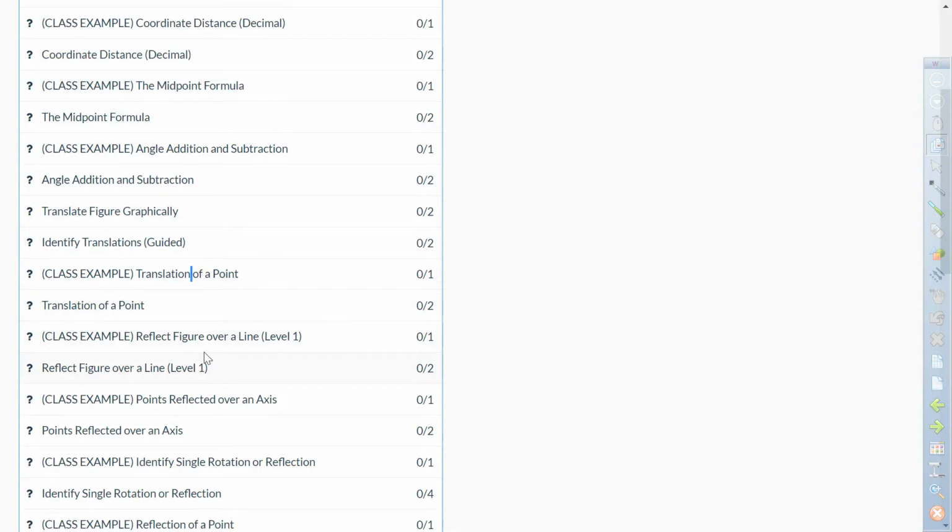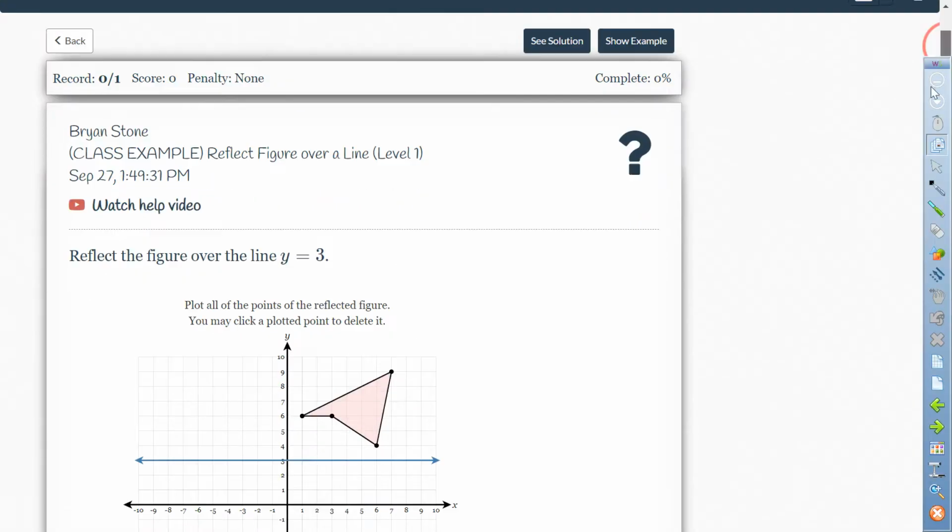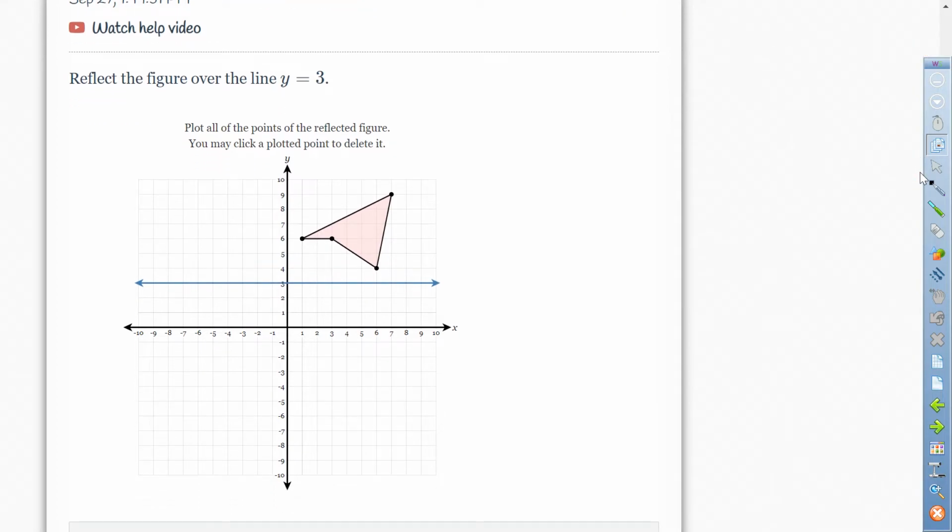All right, moving on from here, reflection of our figure over a line. Okay, let's check it out. So here, they want us to reflect over the line of y equals 3. Here's the good news. They are drawing the line of y equals 3 for us. There's no question as to where that line is, which really takes a lot of the difficulty of this problem away. They're asking us to just reflect points over this line.